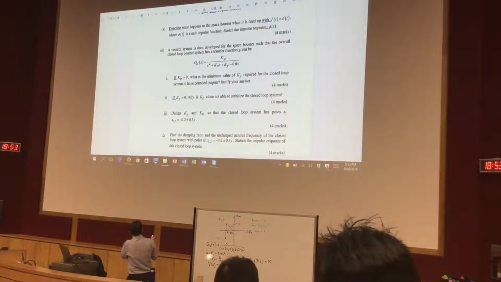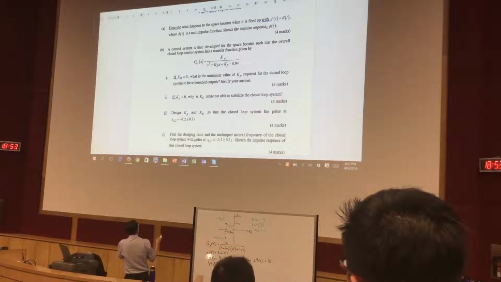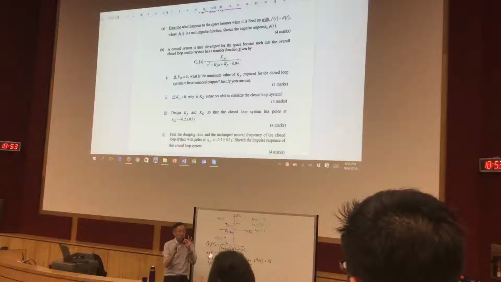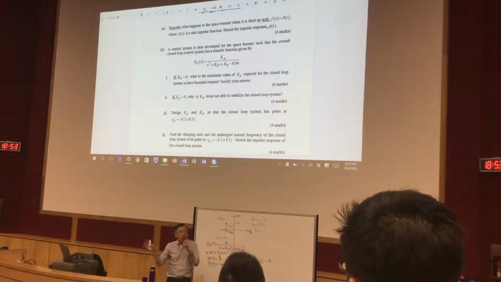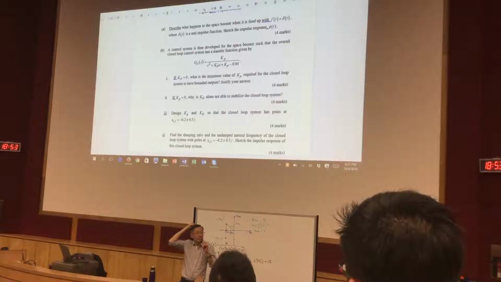Cannot. Okay. Now this one is design Kp and Kd so that the closed loop system has these poles. Okay, straightforward. The poles are already given, so you can find the denominator. Once you find the denominator, you compare the coefficients, s squared coefficient, s coefficient, constant, then you will find the rest. You already told the poles.